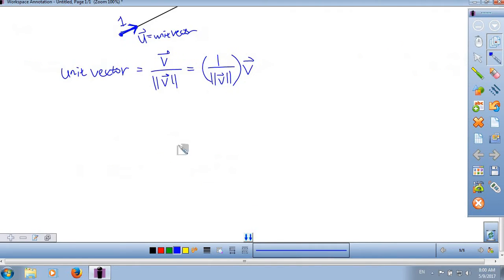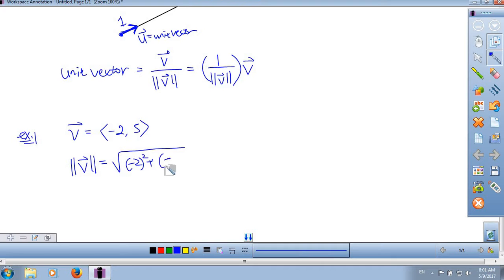Let's look at an example of how that works. Let's say v is in the direction of <-2, 5>. This is pointing in the second quadrant because x is negative and y is positive. To find the unit vector, first we need to find the magnitude of v. The magnitude of v will be the square root of x squared plus y squared, which is the same as the Pythagorean theorem, or the same as finding the radius in a sinusoidal situation with x, y, and r.